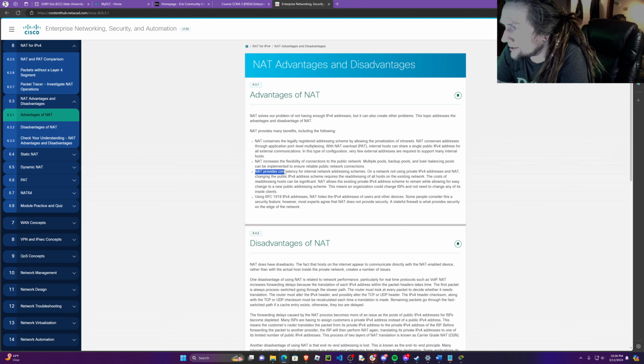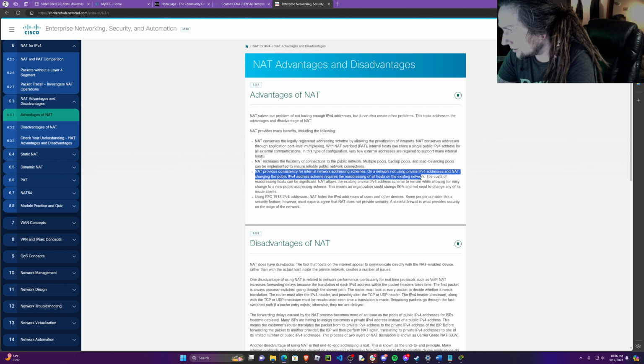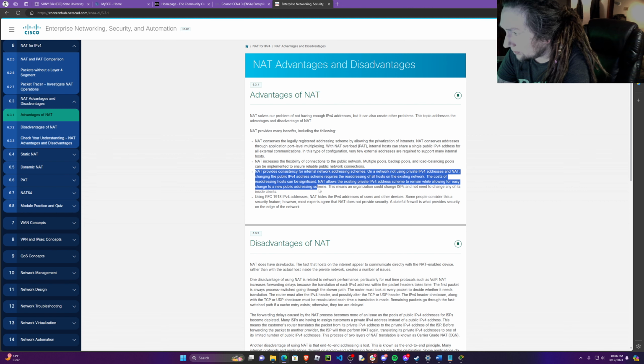NAT provides consistency for internal network addressing schemes. On a network not using private IPv4 addresses and NAT, changing the public address scheme requires the readdressing of all hosts on the network. The cost of readdressing hosts can be significant. NAT allows the existing private address scheme to remain while allowing for easy changes to a new public addressing scheme. This means an organization could change ISPs and not need to change any of its inside clients.